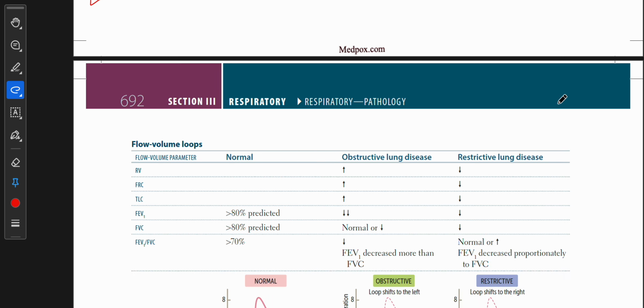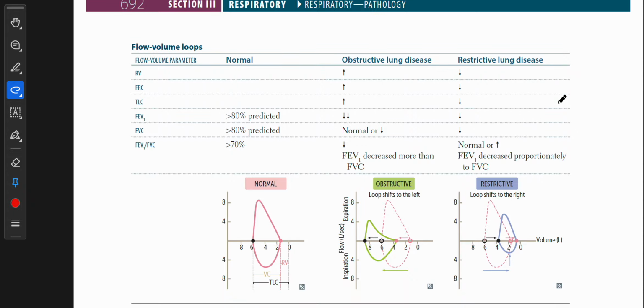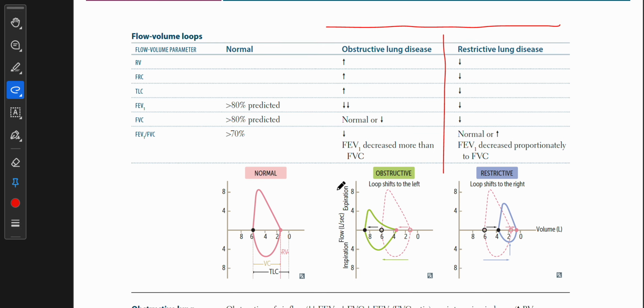And also there are flow volume loops. These flow volume loops help us distinguish between obstructive lung disease and restrictive lung disease. In a flow volume loop, there is the flow of air into and out of the lungs, and the total volume of air. There is something called RV, that is residual volume.